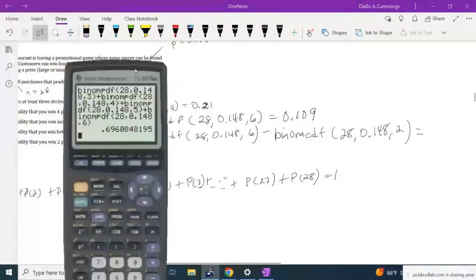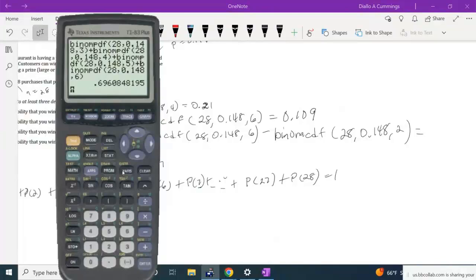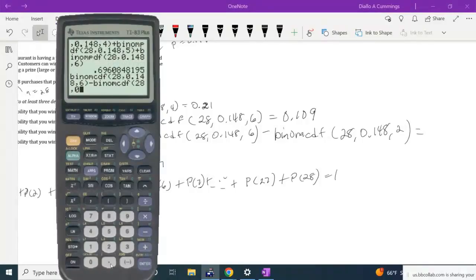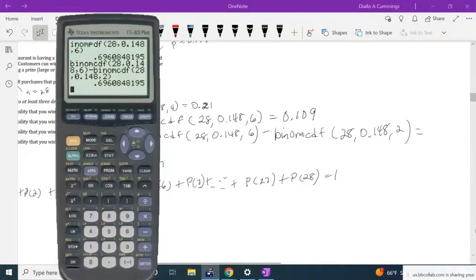All right. Okay, binomial CDF 28, 0.148, 6 minus binomial CDF 28, 0.148, 2. And that's a lot of ways to get like the same value.